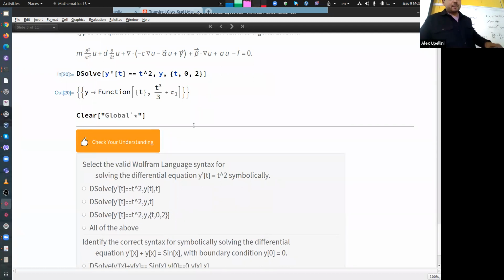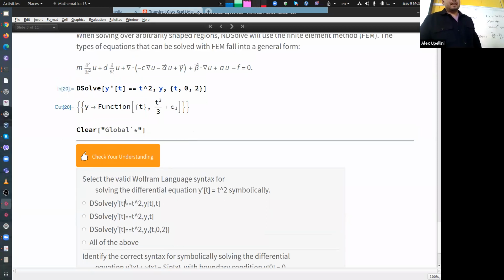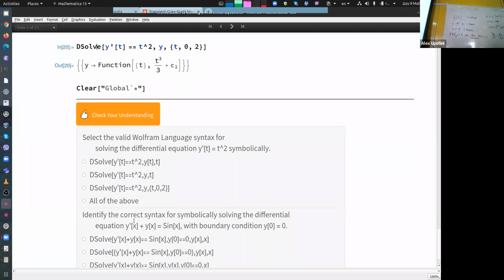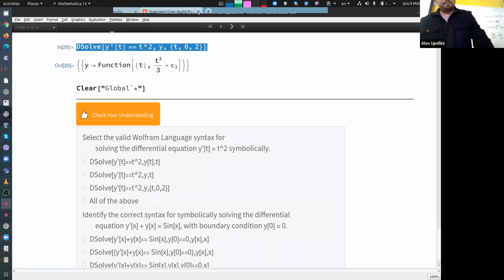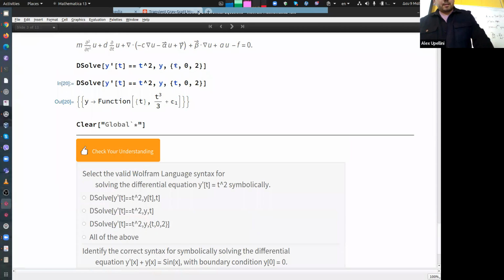Because, well, we are going to study now the difference between those three. What's the difference between the first and the second one? It is the square bracket here with t. So this one and this one will have a difference in the output. The first one will return an expression on y of t, and the second one will return a function. So one is an expression, the other one is a function. So let's see that right now. Y of t, comma t.